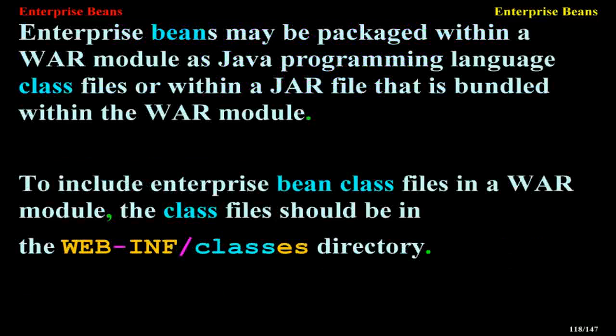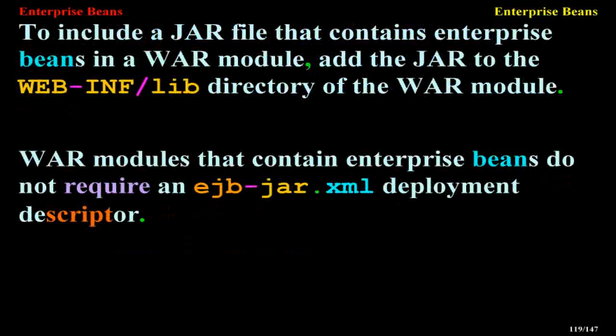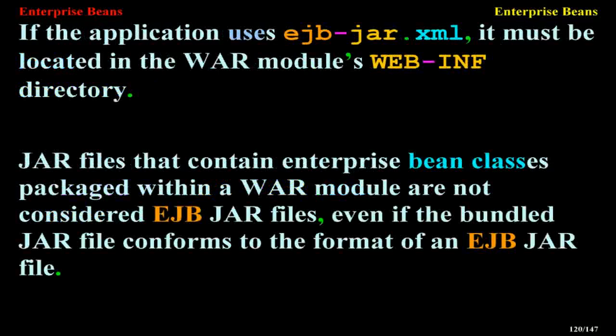To include enterprise bean class files in the WAR module, the class file should be in the WEB-INF/classes directory. To include a JAR file that contains enterprise beans in a WAR module, add the JAR to the WEB-INF/lib directory of the WAR module. WAR modules that contain enterprise beans do not require an EJB JAR XML deployment descriptor. If the application uses ejb-jar.xml, it must be located in the WAR module's WEB-INF directory.